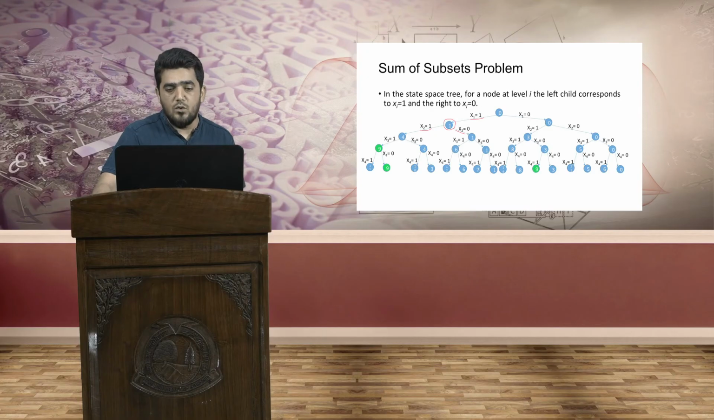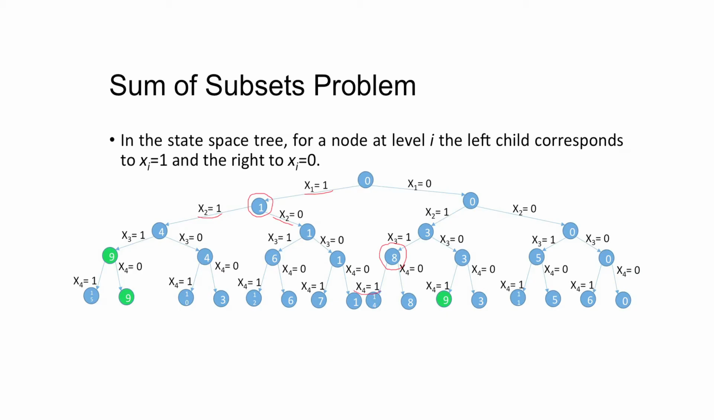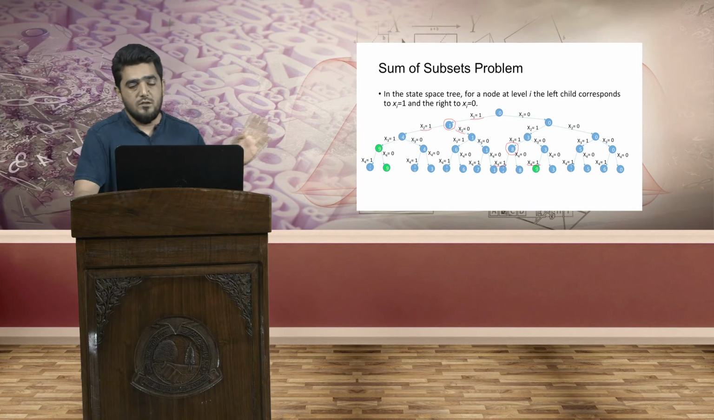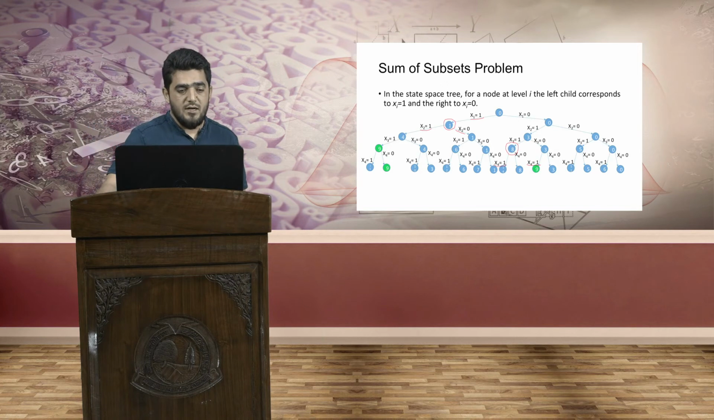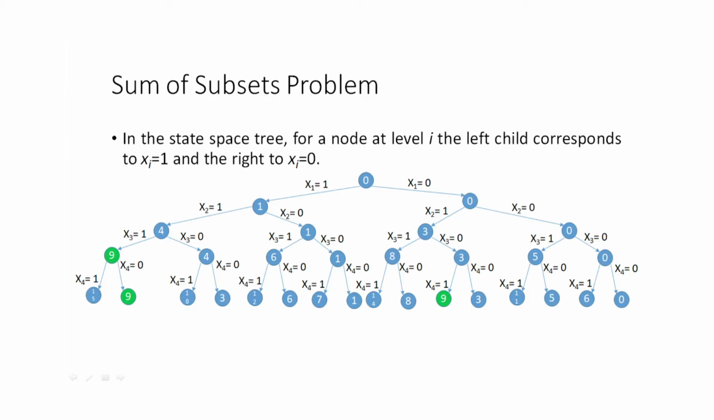Similarly, at any node, for example at this level, number 1, 2, 3 and 4. For this node, the left child here means we are considering weight number 4. The right child here means we are not considering weight number 4, and so on and so forth. So we will stick to this notation, and as you can see on the slide, it's a full state space tree that can be generated to find solutions for the sum of subsets problem.